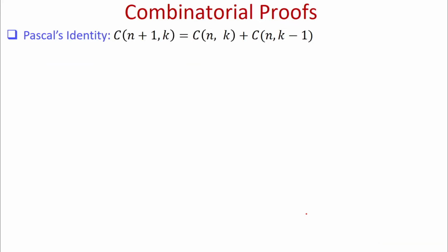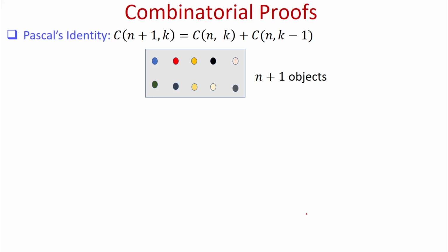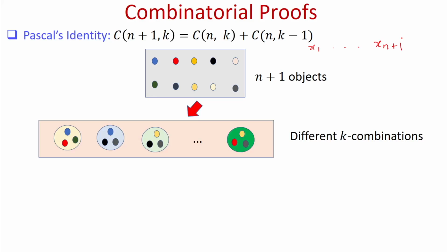Now let's prove an interesting combinatorial identity using combinatorial proof. This is often called Pascal's identity. To prove this, consider a collection of n plus 1 objects, which I am calling x1 to x of n plus 1. They are distinct. Now, what is my left-hand side expression? That denotes the total number of k combinations I can have out of those n plus 1 objects. I have to pick k objects. I can do that in C of n plus 1 comma k ways.